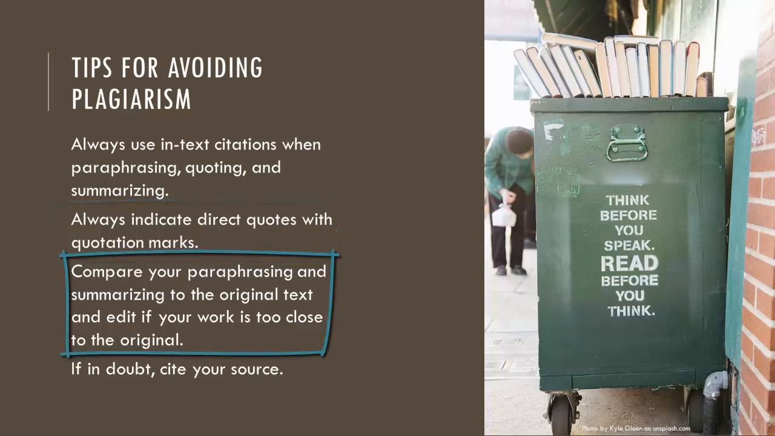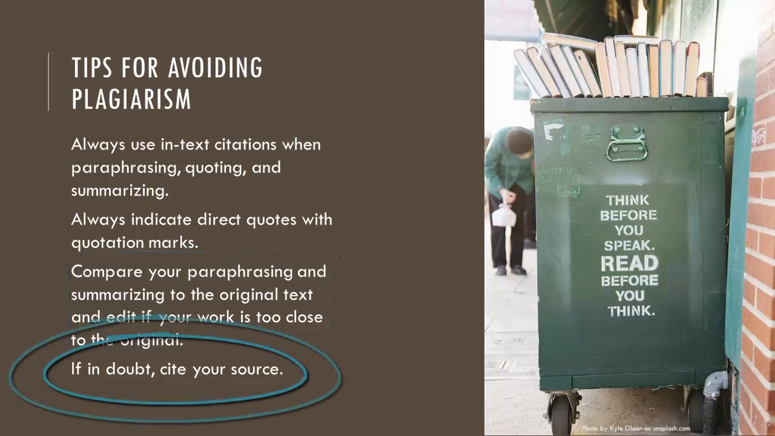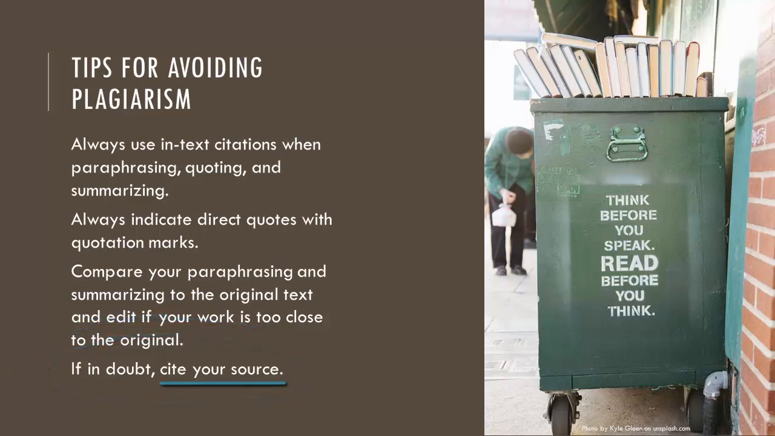If you are unsure about your paraphrase or summary, compare it word by word to the original. If it seems too similar and you see a lot of the same words or synonyms of those used in the original, this means you should revise your work further to avoid plagiarism. Always, if in doubt, cite your source. It is better to be overly cautious and cite something that it might have been unnecessary to cite than to not cite and be accused of plagiarism.